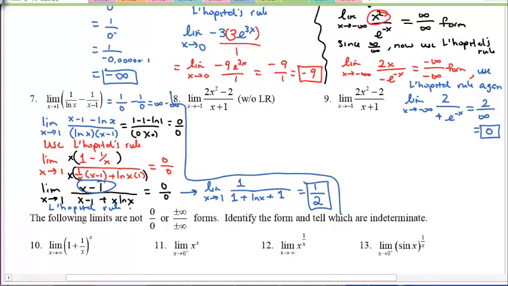Alright. Let's do example 8. So once again, 8, you plug in -1, and I believe you get 0 over 0. Now, I told you this one, let's do it without L'Hopital's rule. You're like, what? Yeah, do it without.